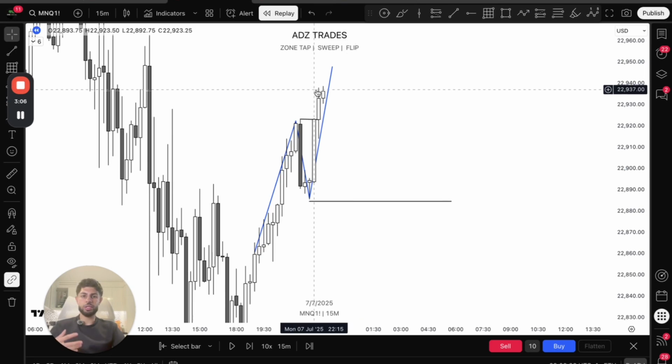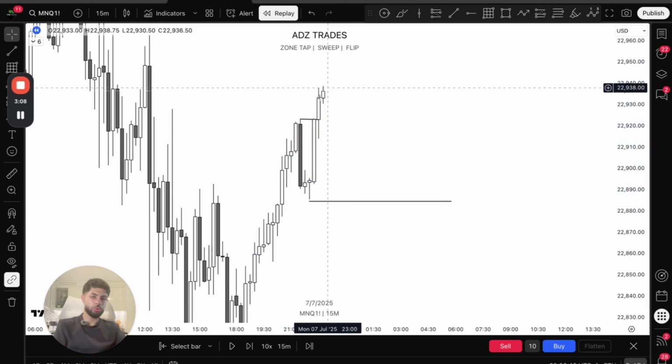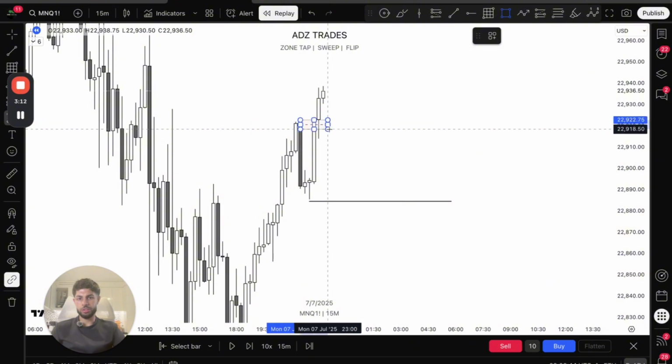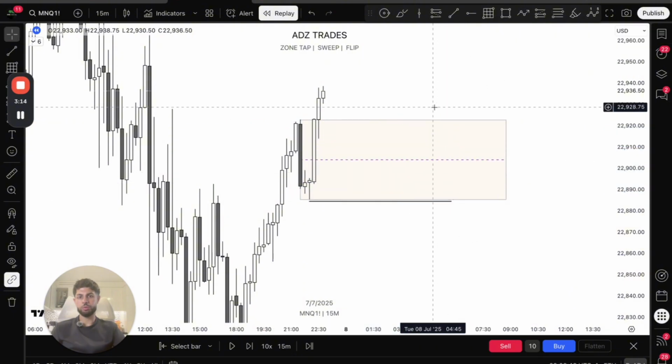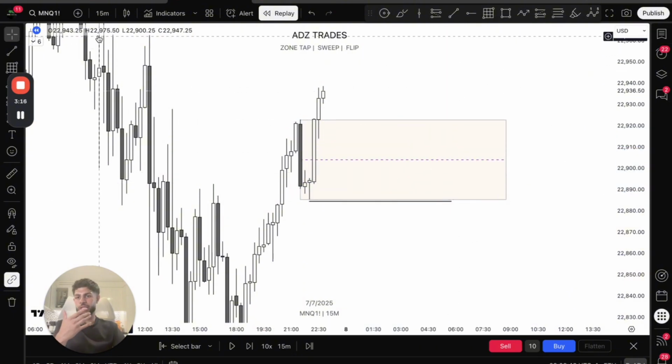So now this becomes, in an uptrend, a possible POI, a possible point of interest. So I'm going to draw a zone from this to this. Boom. Simple. Now we trade the 6-tap model, right?